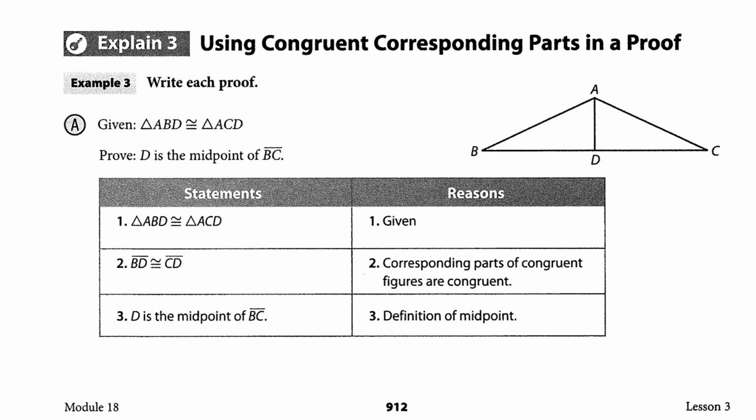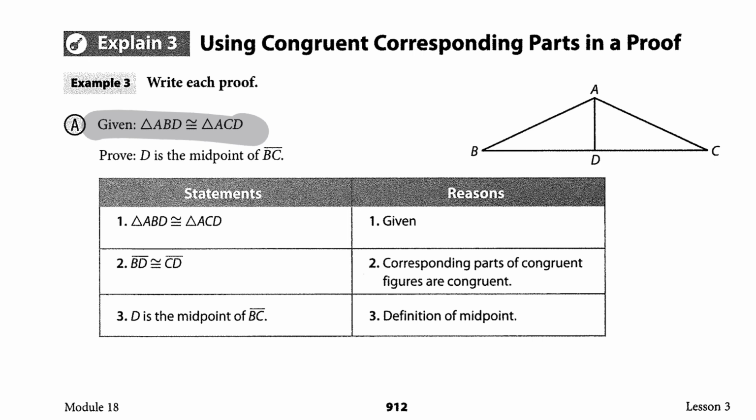Write each proof. Given triangle ABD is congruent to ACD, prove that D is the midpoint of BC. I like to think of these statement reasoning tables in a similar way to a CER, or a claim, evidence, reasoning. First, we're making a claim, and then we have to provide how we know it. So number 1, ABD is congruent to ACD, and the reason is it's given to us. It told us that at the very beginning.